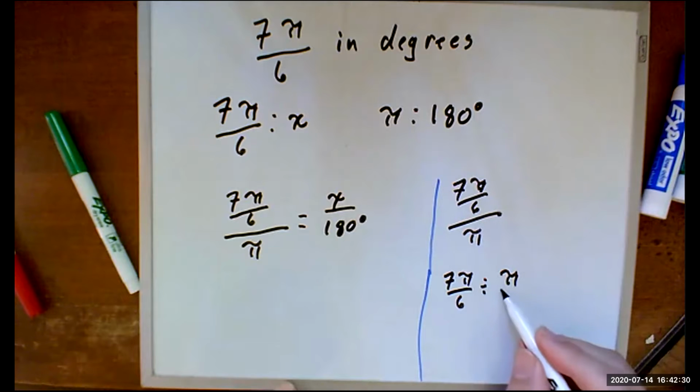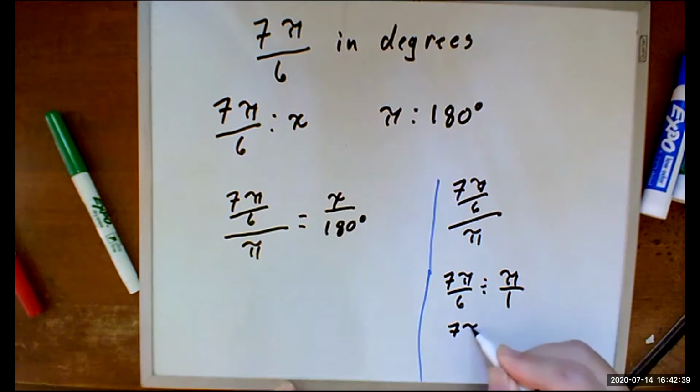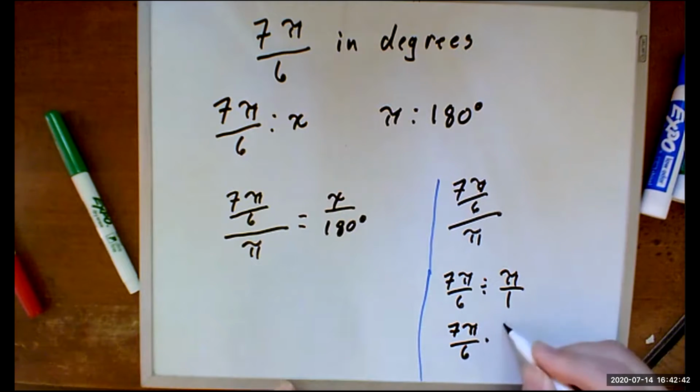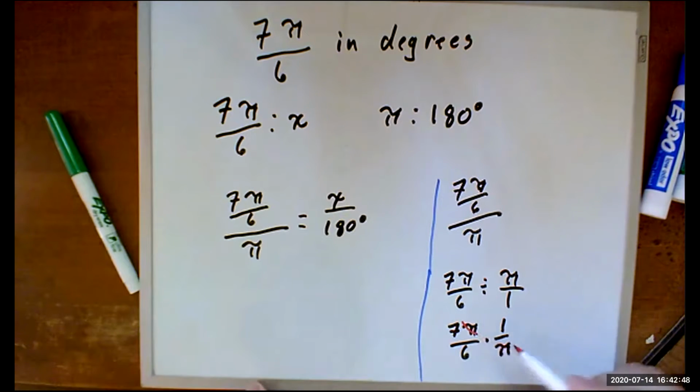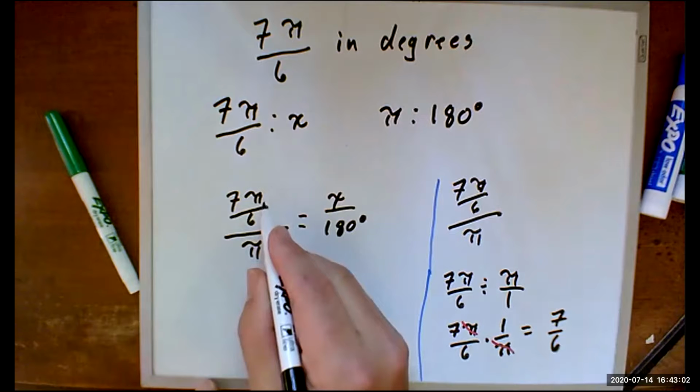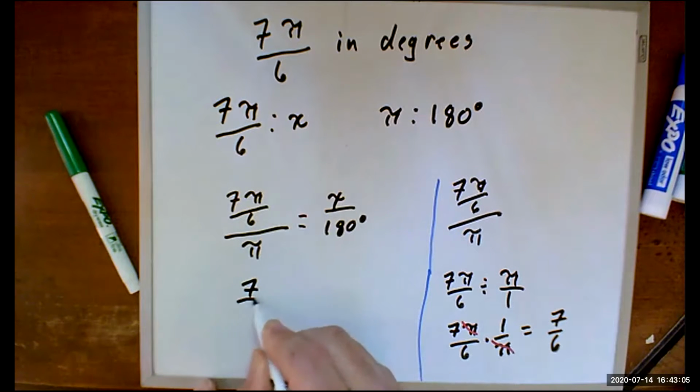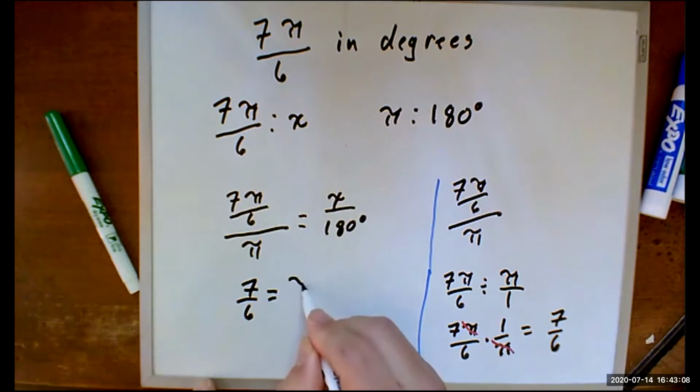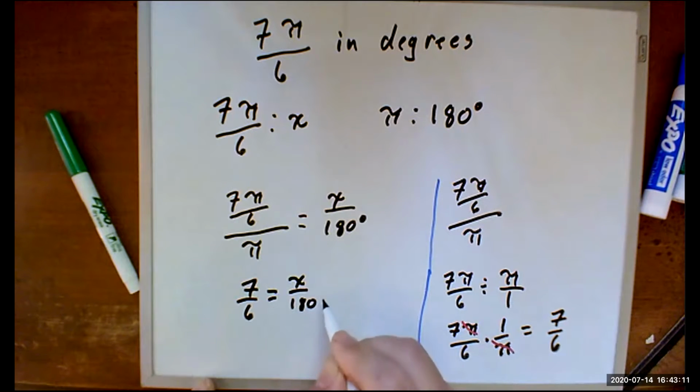And again, if we remember that pi can be written as pi over 1, when we're dividing fractions, we flip that second fraction and then multiply. So this can become 7 pi over 6 times 1 over pi. And when we do that, those pi's will cancel out, and this simplifies down to simply 7 over 6, which is a much nicer number to deal with. So that's what we're going to do over here. We're going to take this 7 pi over 6 divided by pi, and reduce that down to 7 over 6, which is then equal to x over 180 degrees.